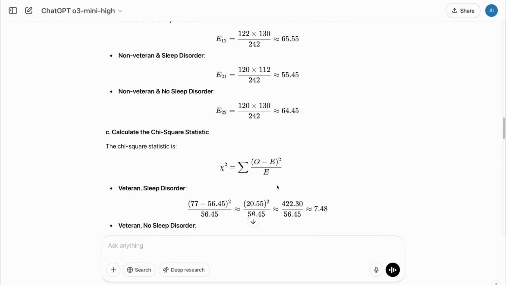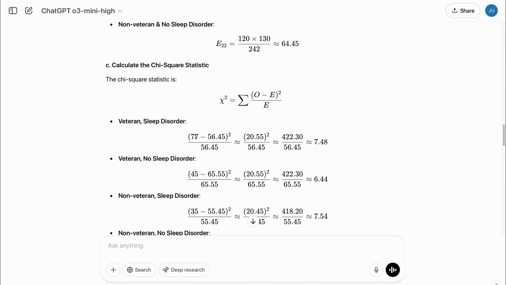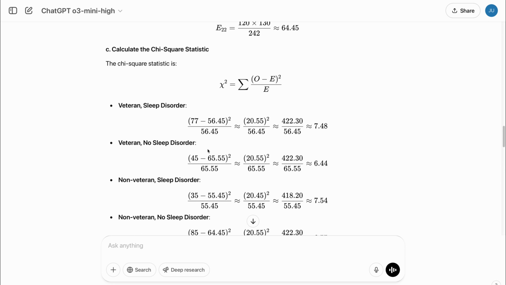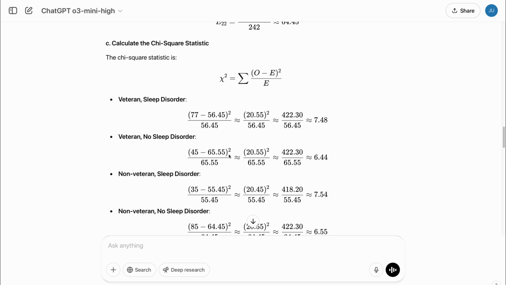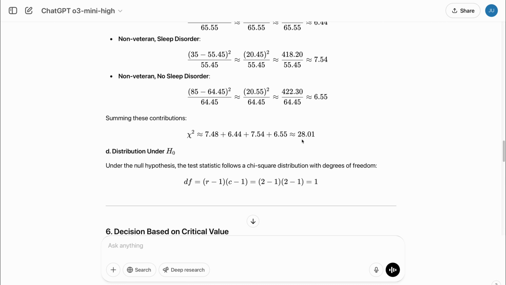It's calculating the chi-squared statistic. It's a bit lazy in the way that it states it. It doesn't sum over the rows and the columns, but the point comes across. We always want observed minus expected, squared, divided by expected, and that's what you see there. The first one was 77 minus 56.45, squared, divided by 56.45. And the next one is 45 minus 65.55, squared, over 65.55. So the corresponding observed minus expected squared. And I get a test statistic of 28.01.